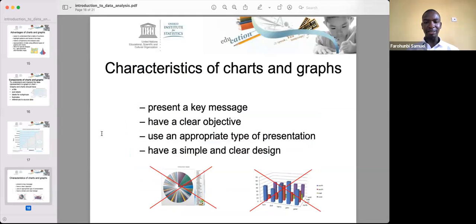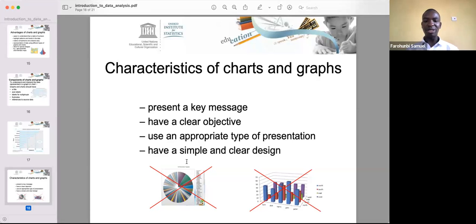What are the characteristics of a chart and graph? Your chart and graph must present a key message. It must be able to tell the people viewing it. It must present a key message. It must have a clear objective. Look at this type of chart and graph that is showing here. It's too voluminous. People will not be able to know what is there. Look at this again. It's too voluminous. You are presenting too much information at the same time.